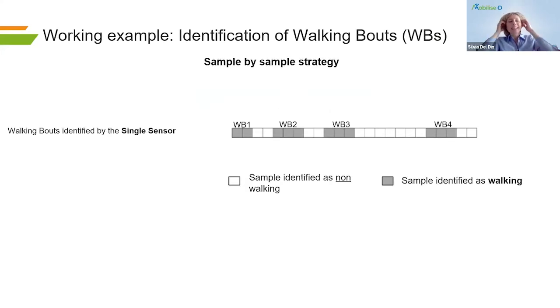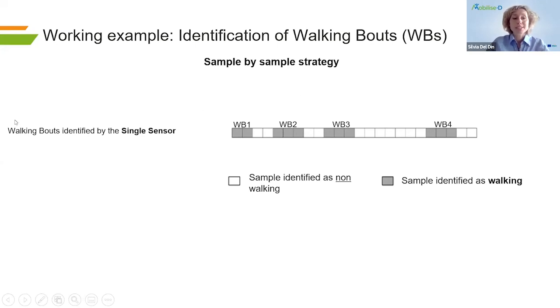So I'm going to just get you through a working example of the identification of walking bouts and how we quantify the statistical analysis plan metrics that Sarah showed you before. So how do we identify a walking bout and which performance metrics are we utilizing? For the identification of a walking bout, we use the whole signal, whether it's an in-lab assessment or a 2.5-hour assessment. And we use a sample by sample strategy.